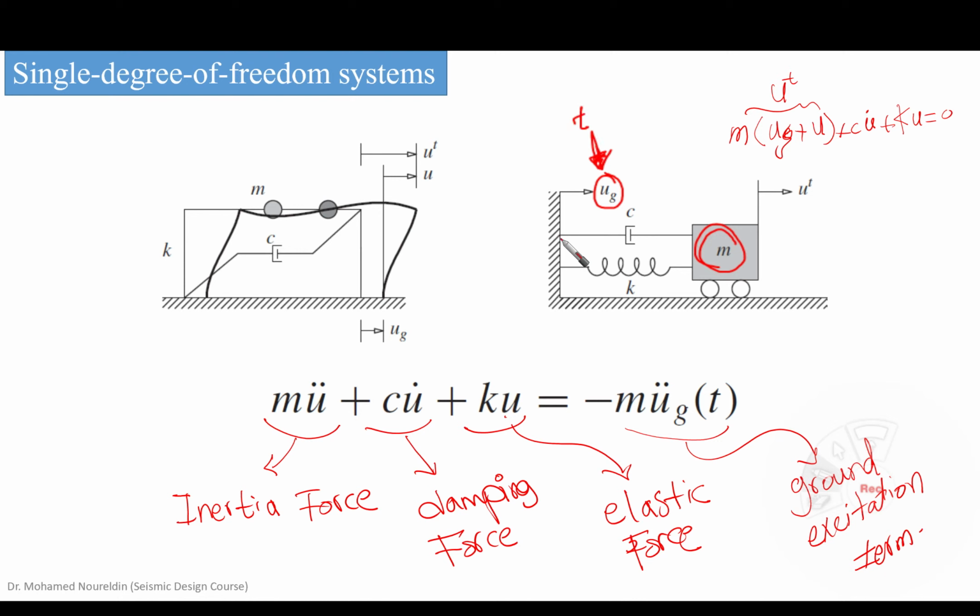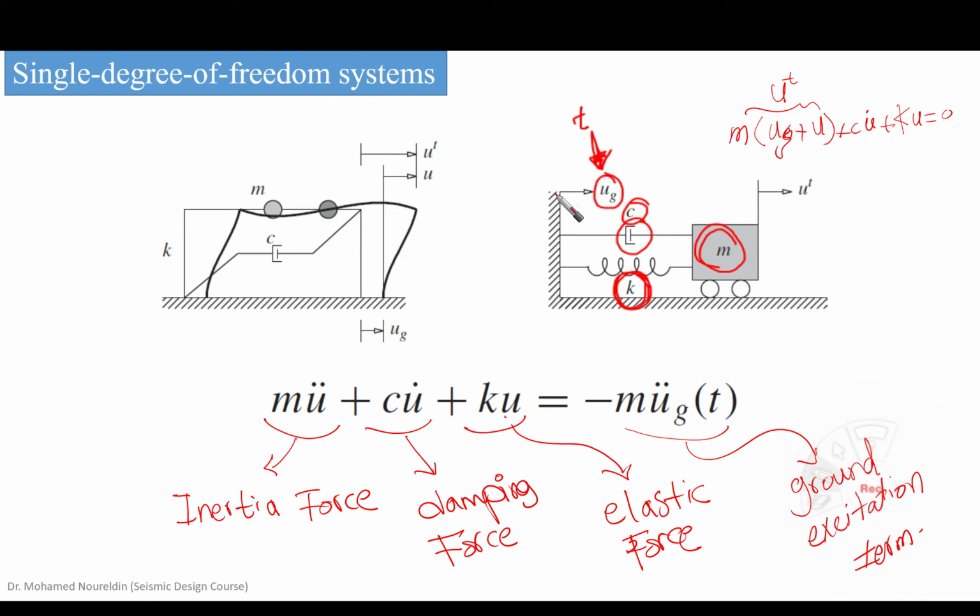And it is connected with this wall with spring stiffness, with stiffness variable k, or the stiffness factor k, and it is connected also with a dashpot with a damping coefficient. So now we have a mass that is connected to a wall.